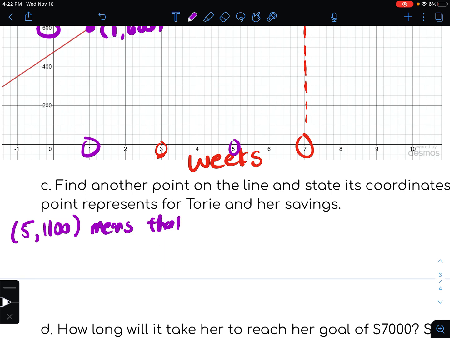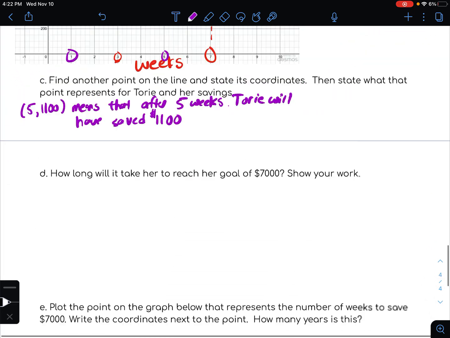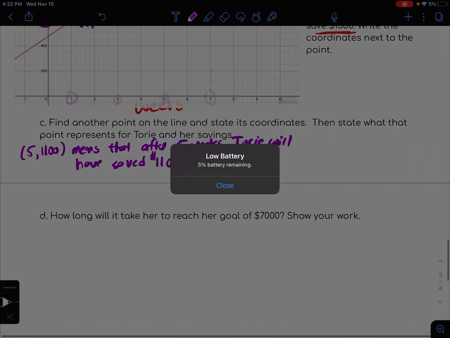So 1100 means that after 5 weeks, because weeks are on the x-axis, Tori will have saved $1,100. So that would be the meaning of that. That combination would work in our equation, and that would be the meaning. All right.